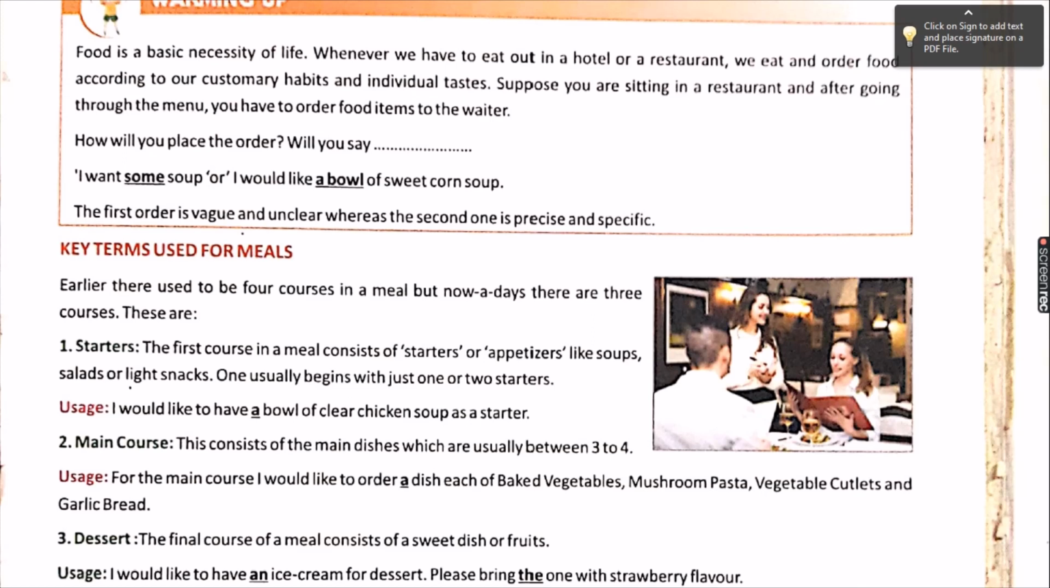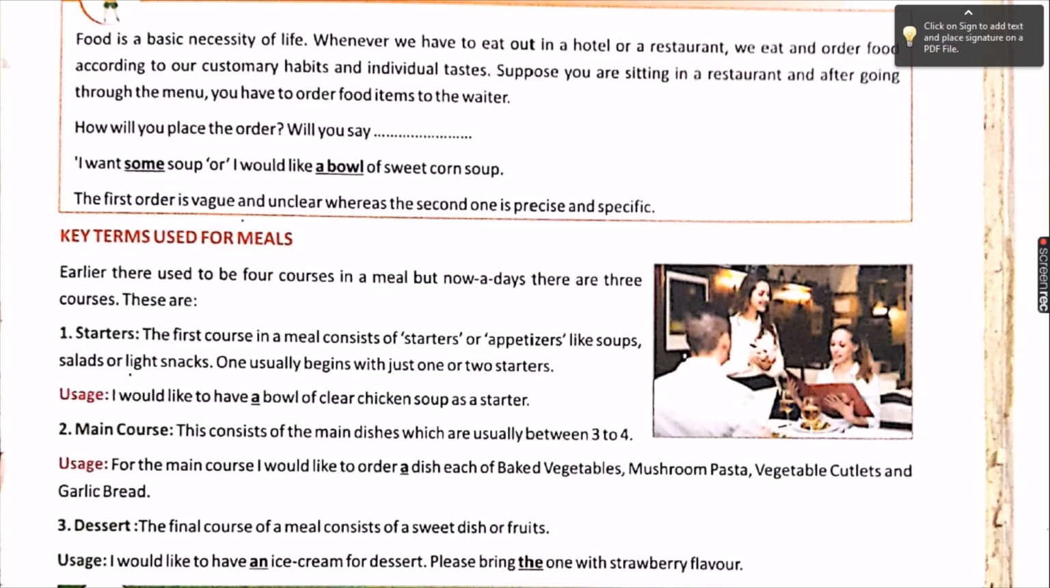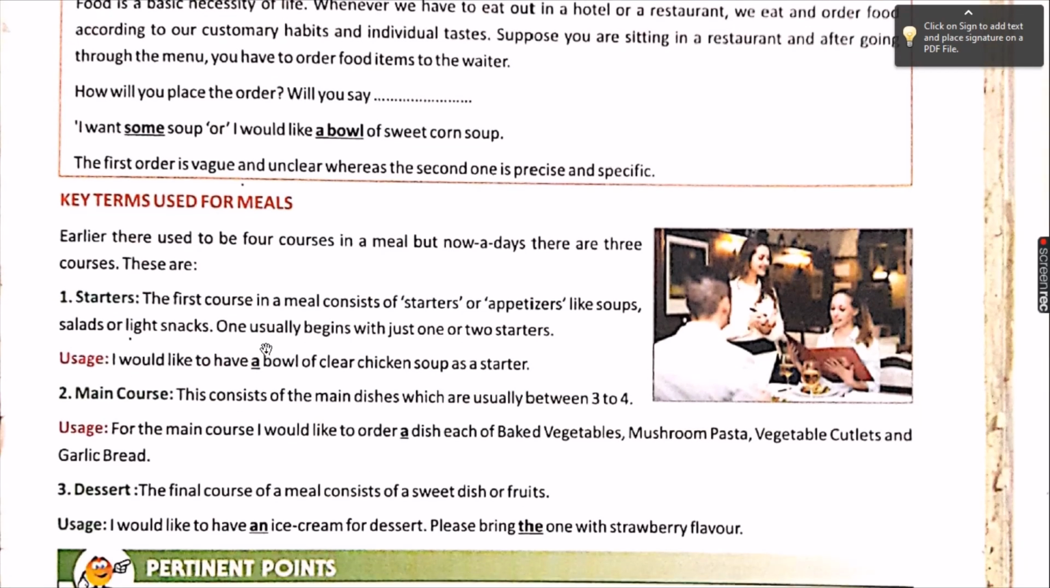You can see nowadays we have three courses, but in earlier times it was four. So what are the three different types of food that we have in one meal? The first one is a starter. So what is a starter? A starter means appetizer, or the first thing that we start taking in.